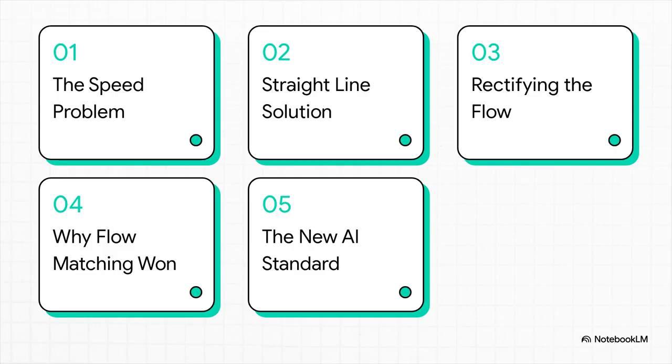So here's our roadmap for today. We'll start with the speed problem, then look at the straight line solution, move into rectifying the flow, explore why flow matching won, and finally wrap up with the new AI standard. Let's get right into it.